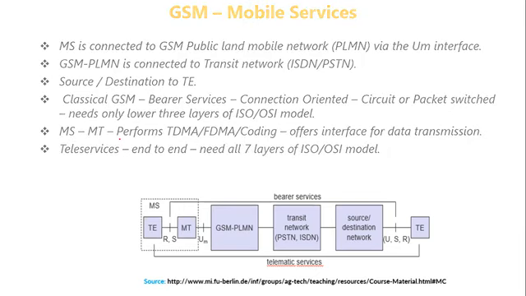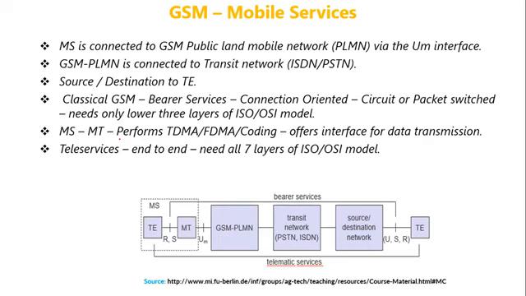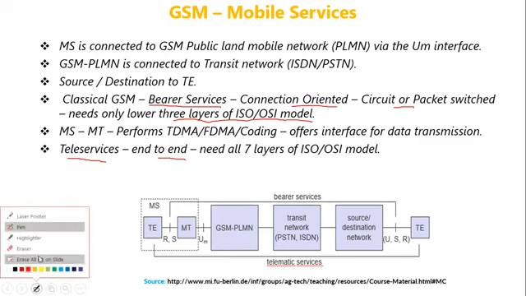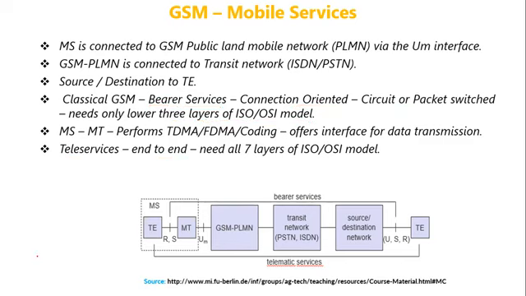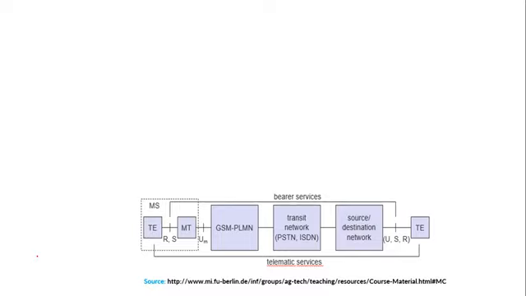So we will be discussing three types of services, as already mentioned. Bearer services are basically connection oriented services, either circuit or packet switched, and they are taken care of by the lower three layers of the ISO OSI model. Whereas teleservices are end-to-end services, and all seven layers of the ISO OSI model are required for offering them. So this is the brief introduction about the mobile services offered by GSM.